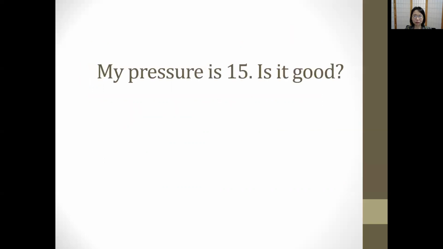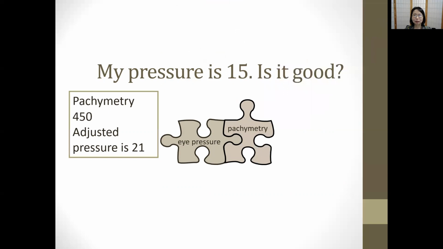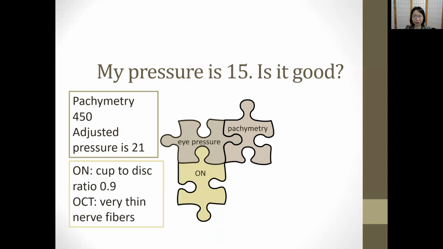And so to illustrate this, I'm going to show you an example. This is a typical question that I often walk into. A patient tells me, the technician just checked my pressure, it's 15, it's good enough. Now remember that IOP is only one piece of the puzzle. Another piece is the corneal thickness. In this patient, the CCT is 450 microns, so the adjusted pressure would be higher. You don't necessarily need to know the number, but just to say that it's actually much higher than 15.